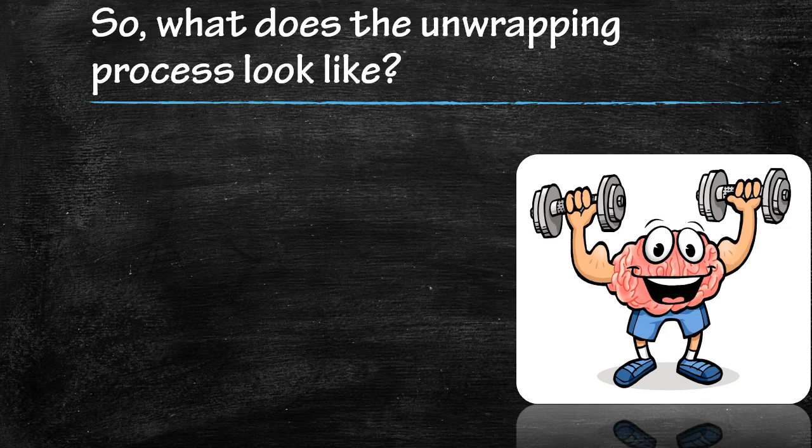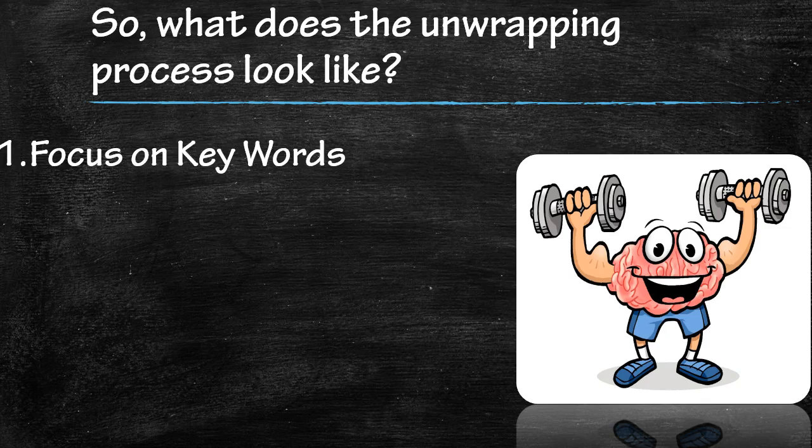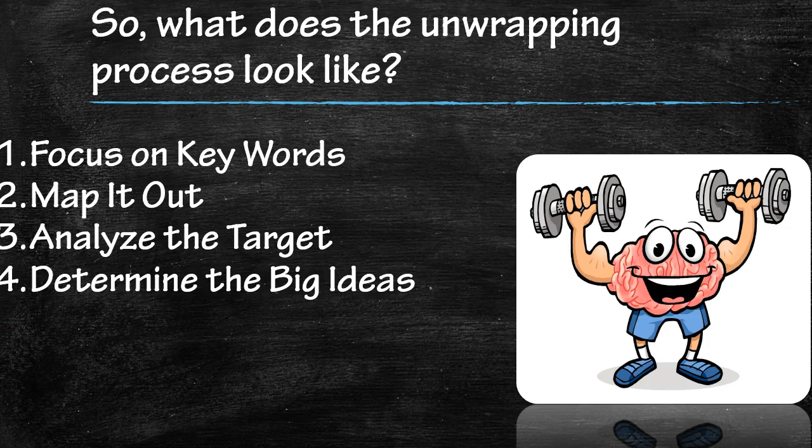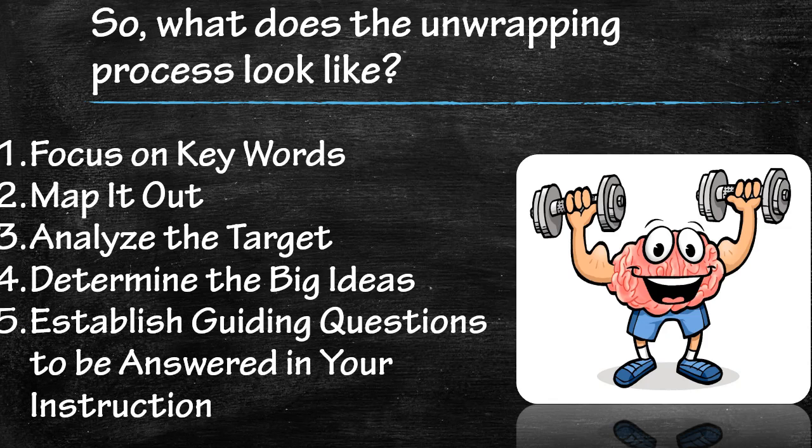What does it look like? The unwrapping process has 5 steps. The first step involves focusing in on keywords within the standard itself. The second step involves mapping out some of the key content and learning expectations of the standard. The third step involves analyzing the targets and making sure we're clear. The fourth step involves determining big ideas. And the fifth step is to establish guiding questions to be answered in your instruction. You will have a video that walks you through each one of the steps. This video will finish up by just looking at the first step of focusing in on keywords.